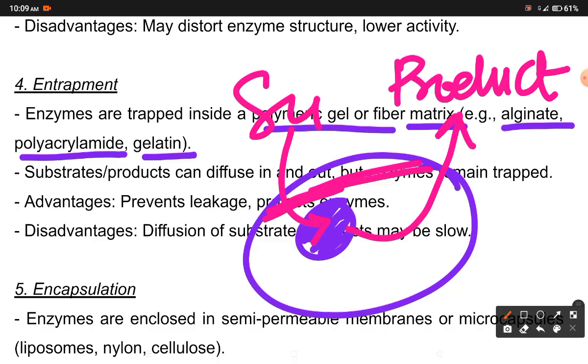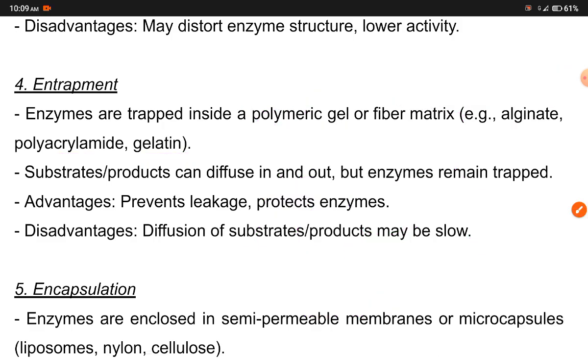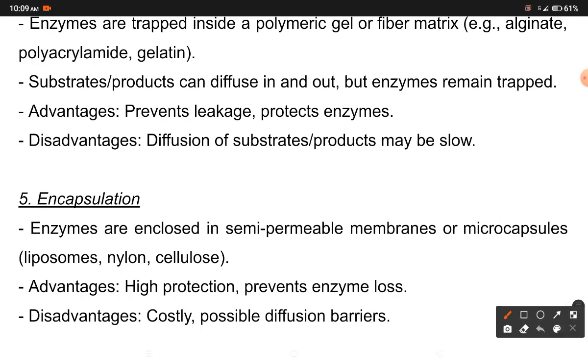To understand it, think of it like a jail. The prisoners are the enzymes, locked inside, while the visitors are the substrate and product, which can come in and go out through the gates, and that's how they interact. The advantage of this method is that there is no leakage of enzymes, which is a very important point, since we need to immobilize the enzyme. It also protects the enzyme structure. The disadvantage is that because of the gel, the movement of substrate and products may be a little slow, depending on the gel or matrix we use.